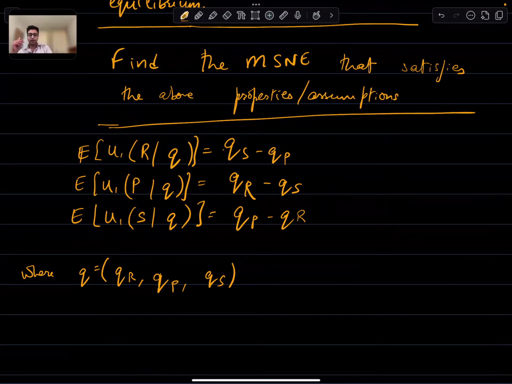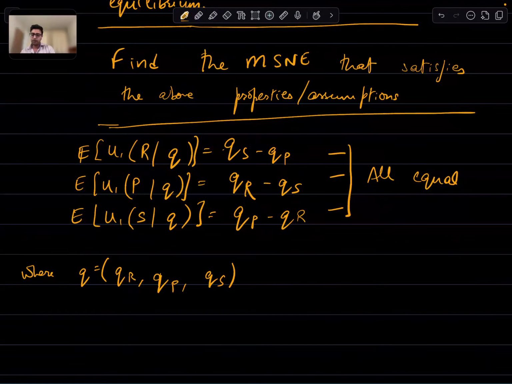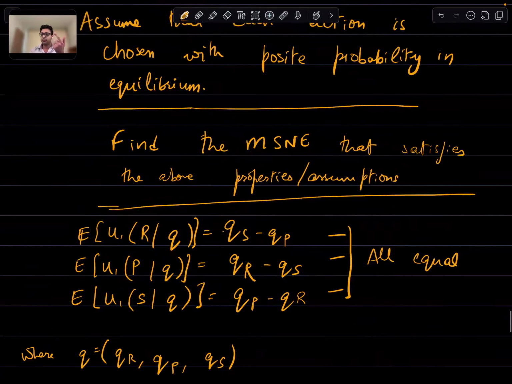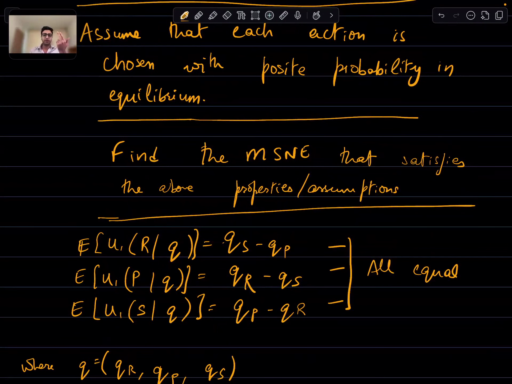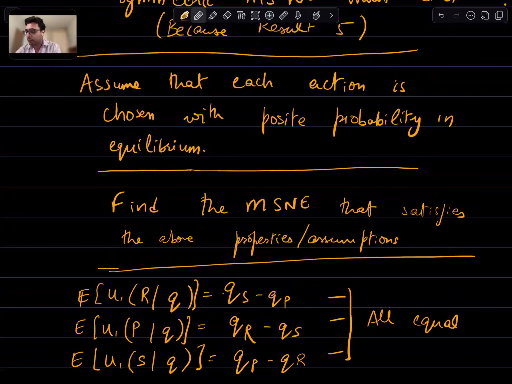Okay. Now, if each action is chosen with positive probability in equilibrium, then each of these terms has to be equal. Right? Because if player one is choosing R with positive probability, P with positive probability, and S with positive probability, then player one's expected utility from rock has to equal player one's expected utility from paper, has to equal player one's expected utility from scissors.